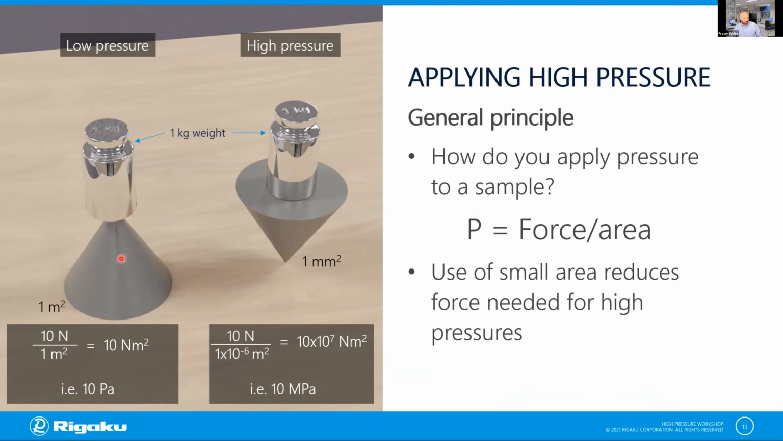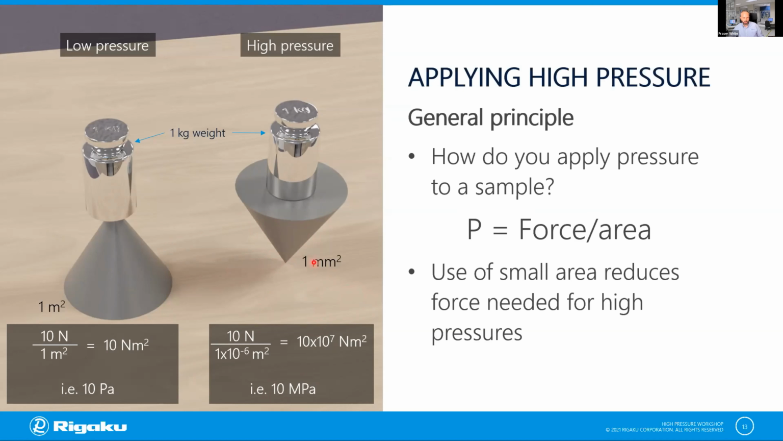So when you look on the left situation where we have a large area sitting on the table, then we only apply 10 pascals to the table. And on the other side, where we have the cone sitting on its point, we have 10 megapascals of pressure on the table. So the only change here is flipping this cone over. Everything else is the same.